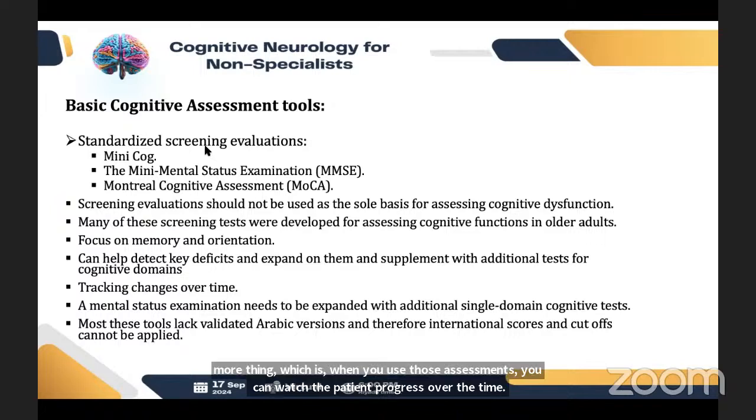Again, those assessments are screening tools, so you can expand your assessment by using additional assessments. For example, if you find that the patient's overall score and performance indicate a struggle with memory, you have to go to a specific assessment or battery for memory. Again, as Dr. Roa just mentioned, those instruments lack validity in our Arabic population. So what we are doing is using the international score, the cutoff point.